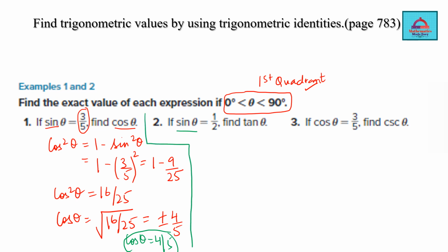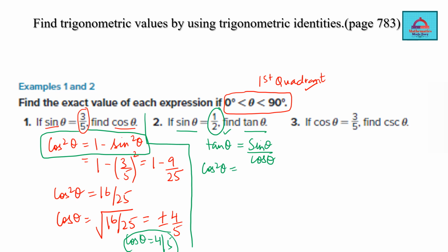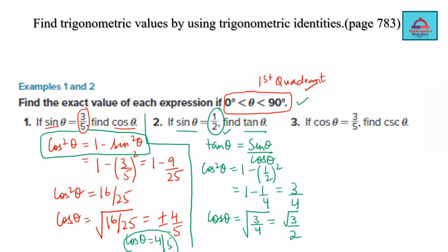Now let's move to the second part. In the second part, sine is given and you need to find tan. Now let's come to the quotient identity. Tan is sine divided by cos. So can you find cos similarly using Pythagorean, just like you did in part A? Yes, you may. So cos square theta is 1 minus (1 by 2) square, which is 1 minus 1 by 4, or 3 by 4. So again, cos theta would be the square root of 3 by 4, which is square root 3 over 2. I'm taking only the positive value because I know it is in the first quadrant.